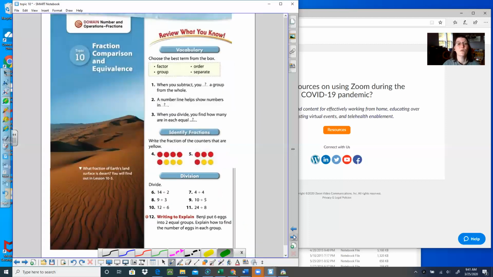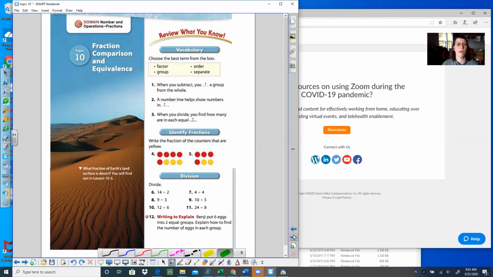Okay, now we skipped this page before, so I'm going to read over it since we have all the time in the world. Okay, choose the best term from the box. We have the words factor, group, order, and separate. Number 1, when you subtract, you blank a group from the whole. Number 2, a number line helps show numbers in a blank. Number 3, when you divide, you find how many are in each equal blank. Okay, so let's talk about what your answers were. When you subtract, you separate a group from a whole.